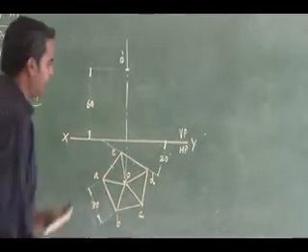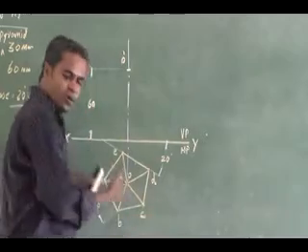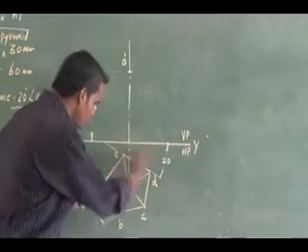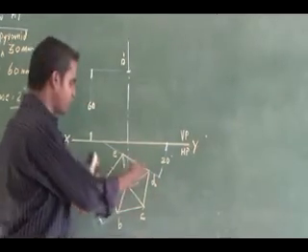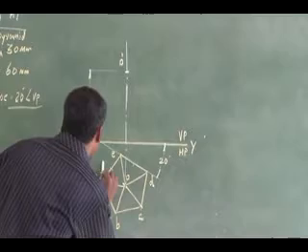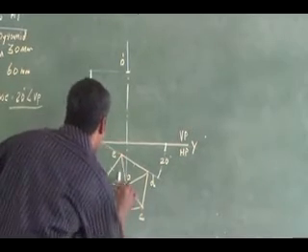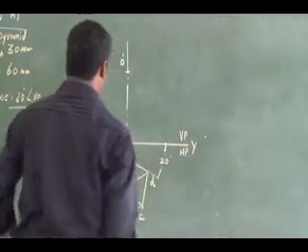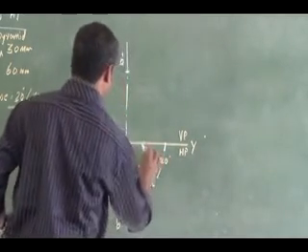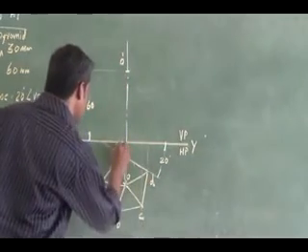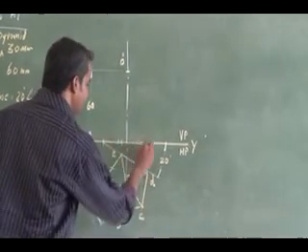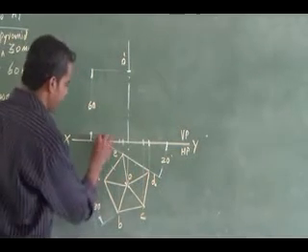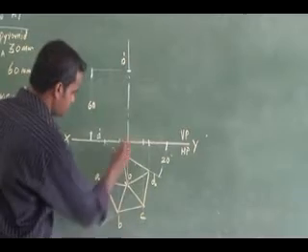Then I can get the base edges. The whole base of this pentagonal pyramid will be on the reference line. So I have to mark the front view locations of these base corners. Just project all the corners down to the base. These are all the locations of the various base corners. Carefully you have to mark it. So this is my A dash, this is B dash.